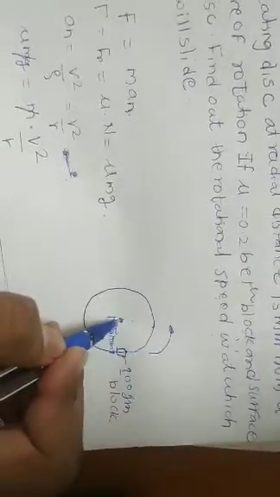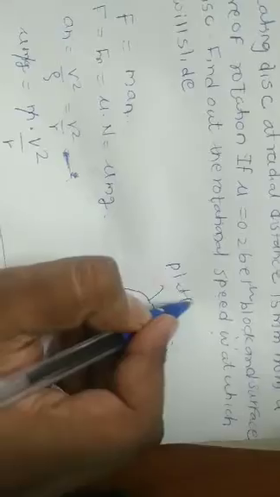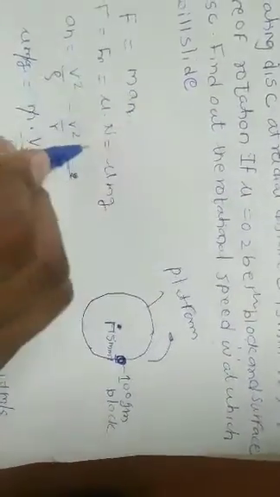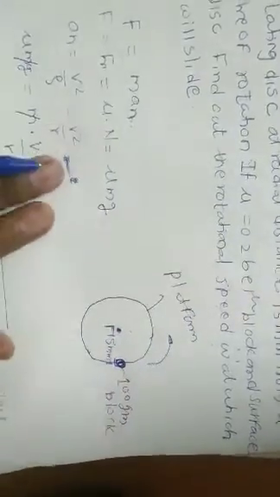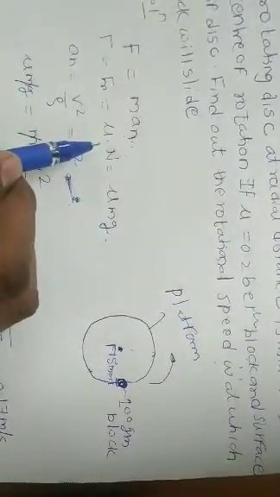So this is the rotating disc, or platform, that is given. The block of mass 100 gram is kept 15 mm away from the center, and as this platform rotates, this block will slide off. So we know F is equal to m times an, where an is the normal acceleration now.